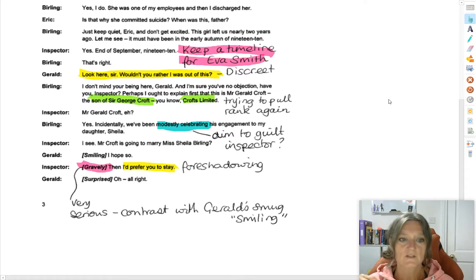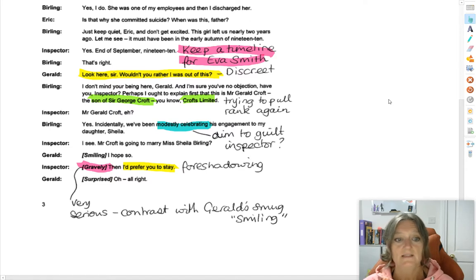The inspector says, "Mr. Gerald Croft, eh?" "Yes, indeed. We've been modestly celebrating his engagement to my daughter, Sheila." So here Birling's going off on a different tack again. Perhaps this time he's trying to make the inspector feel guilty, as if to say, come on, get a move on, because we're in the middle of a family celebration. But again, that still doesn't move the inspector in any way.